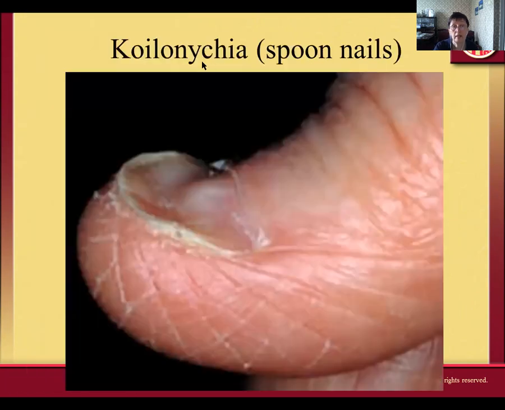Also, we can see so-called spoon nails or koilonychia. We can also see dry skin of this patient because such nails are the sign of iron deficiency anemia.